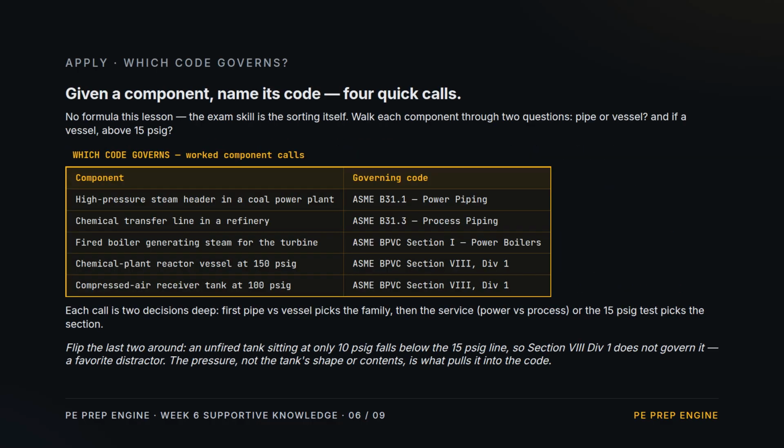Now apply it. No formula. The skill is the sorting. Walk each component through two questions: pipe or vessel, and if a vessel, above 15 psi gauge. A high-pressure steam header in a coal power plant is power piping, B31.1. A chemical transfer line in a refinery is process piping, B31.3. A fired boiler making steam for the turbine is BPVC Section I. A chemical plant reactor vessel at 150 psi gauge and a compressed air receiver at 100 are both above the line, Section 8, Division 1. Two decisions each. Pipe versus vessel picks the family, then service or the 15 psi gauge test picks the section.